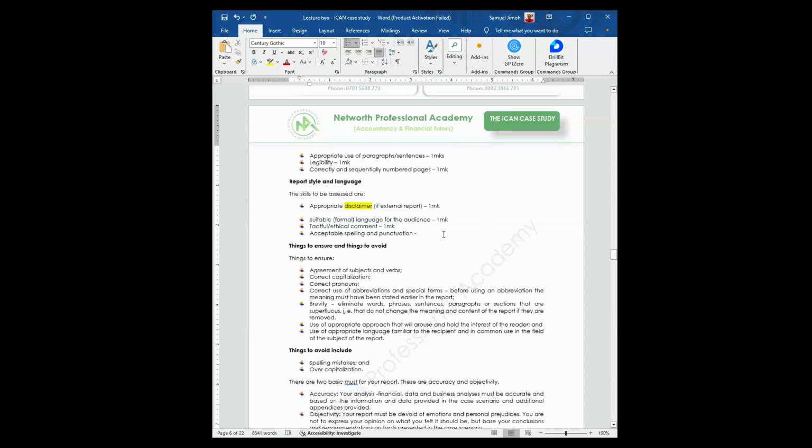Then the last thing here is acceptable spelling and punctuation. That means that you have to be watchful of your words in the report, right?